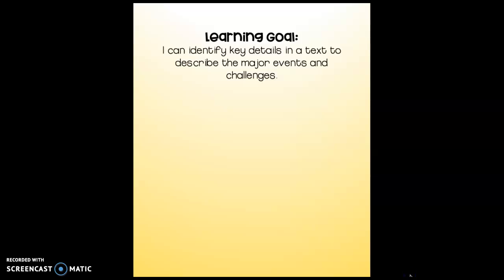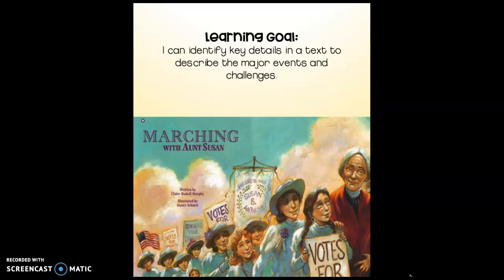Hi learners! Today's learning goal is I can identify key details in a text to describe the major events and challenges. To practice this goal, we're going to be using the text Marching with Aunt Susan that you have been reading in your ELA lessons.